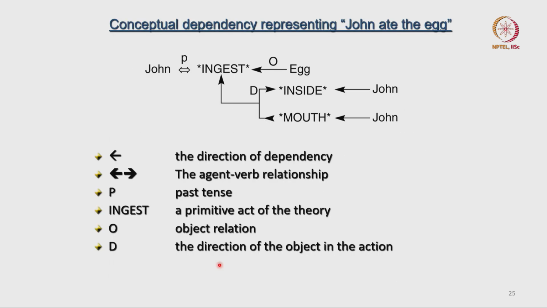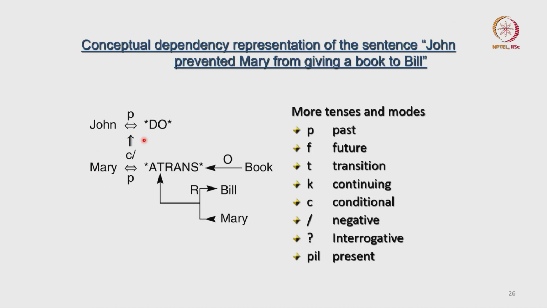Okay, so, this represents John ate the egg. So, John ingests, the object is the egg, and it moved from John's mouth to inside his body. Okay, so, something like this. So, very explicitly explaining what is happening basically. So, here John prevented Mary from giving a book to Bill. So, you are using other tenses and modes here.